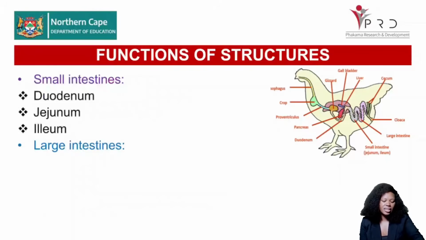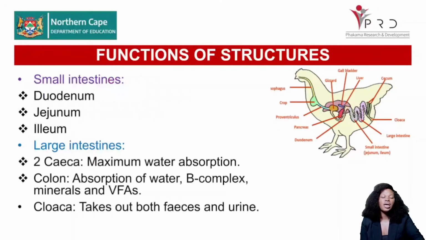The large intestines of a chicken or a fowl, remember we said, firstly, it has caeca. So these caeca are responsible for water absorption, but there is no microbial digestion. Why? It does not secrete the microorganisms. And then the function of the colon, responsible for absorption of water, B complex vitamins, minerals, and volatile fatty acids.